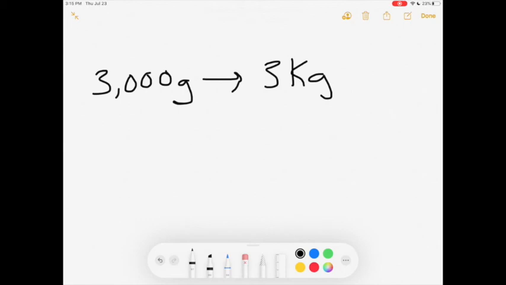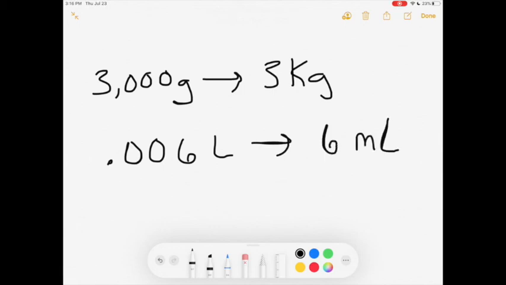Okay, let me do another example here. Let's say I have 0.006 liters. I don't want to work with that number. So if I add milli to liters, then I'm going to get 6 milliliters. So it's just a way of shortening the number or condensing it instead of having to work with a number that has a lot of zeros in it. We just have to add that prefix to it.